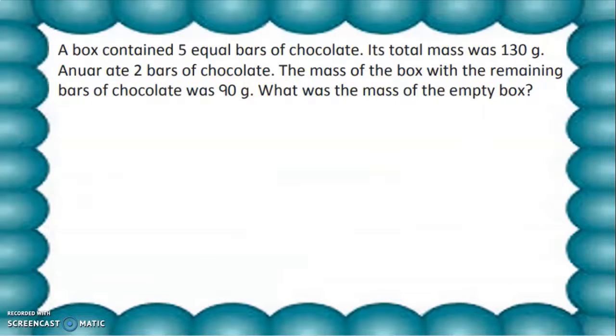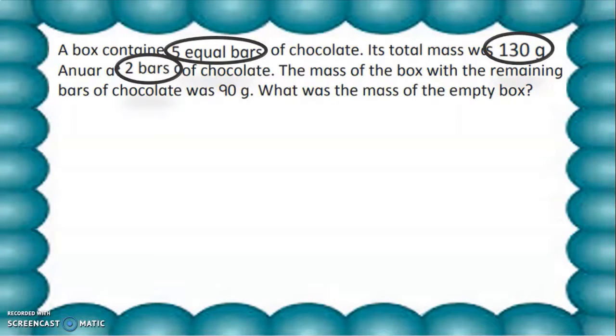Another example. A box contained 5 equal bars of chocolate. Its total mass was 130 grams. Anwar ate 2 bars of chocolate. The mass of the box with the remaining bars of chocolate was 90 grams. What was the mass of the empty box? 5 equal bars, 130 grams, 2 bars, and 90 grams.